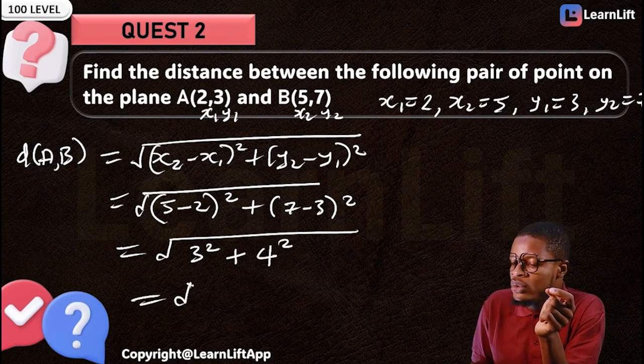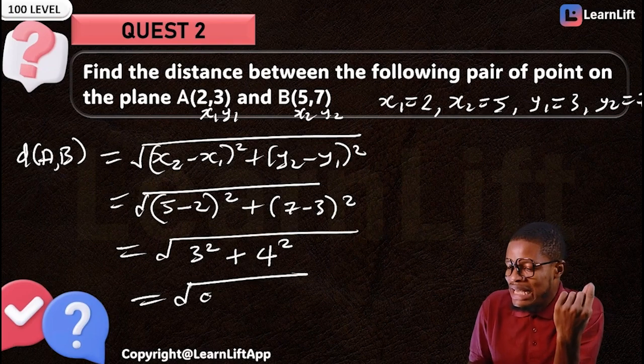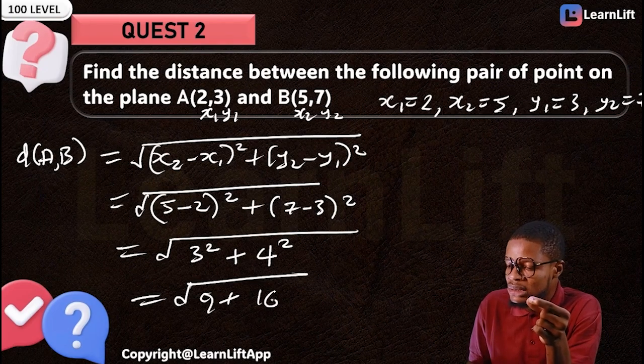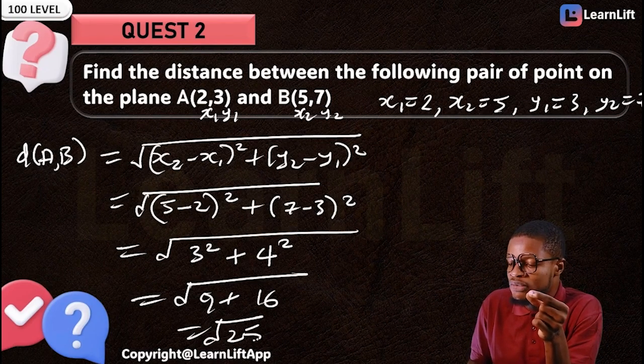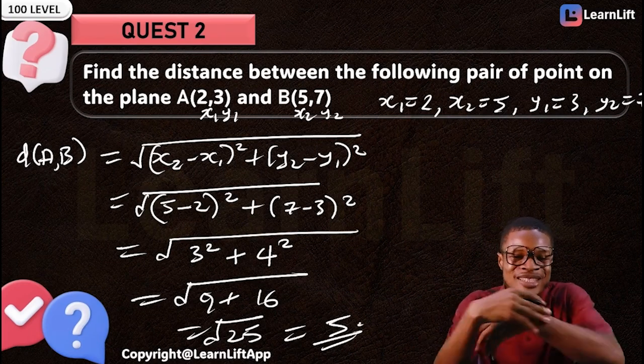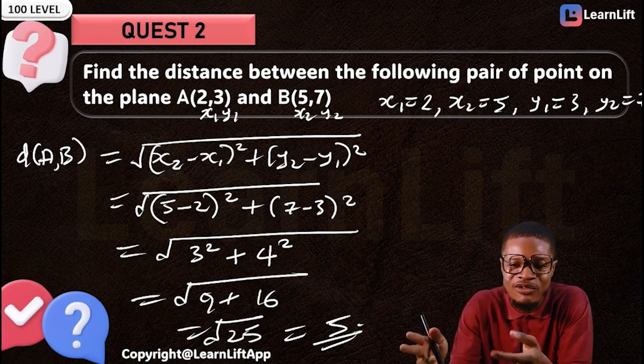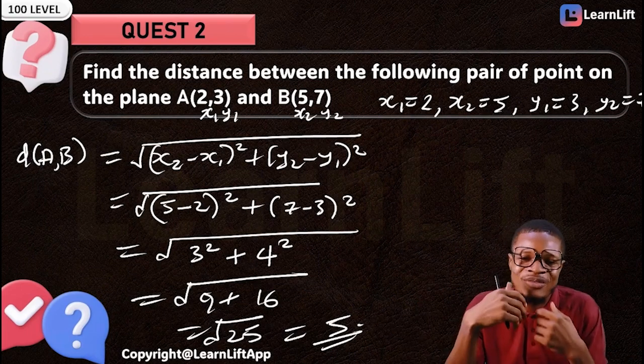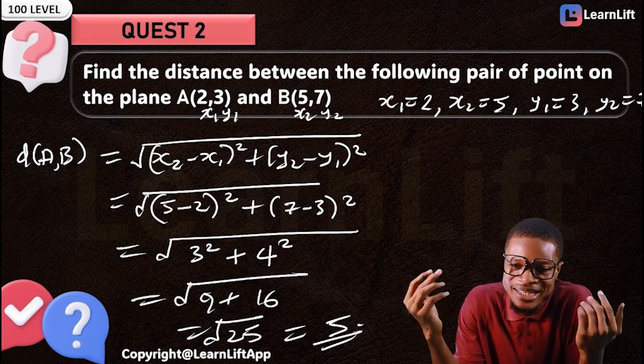And that will give you the square root of what's there? 3 square is 9 plus 4 square is how many? 16. That's the square root of how many? 25. And what's square root of 25? 5 again. So this is the answer. Very simple, easy, and direct. You just apply the formula and then you do your normal solving and then you get out of there. That's all.